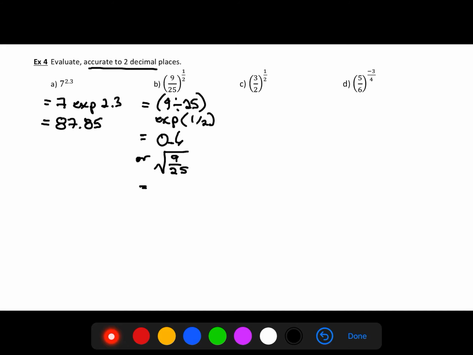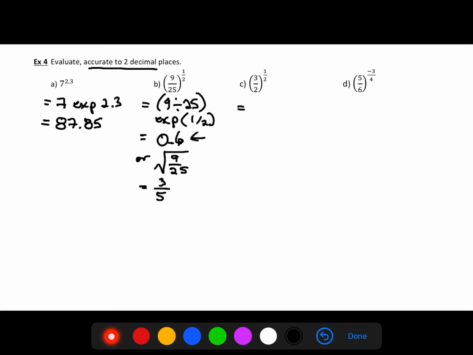Now that one we could do as an exact value. We could do our square root of 9 over 25, and we know that when we multiply fractions, we multiply tops, multiply bottoms. Going the other way, we're going to square root the top, square root the bottom. So our answer there would be 3/5, which is the same as 0.6.